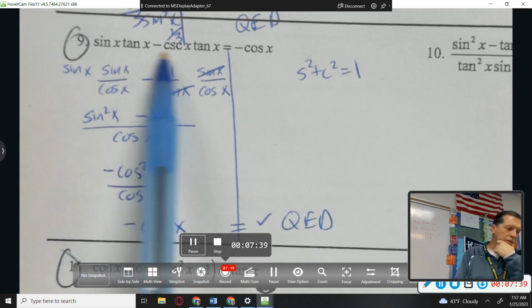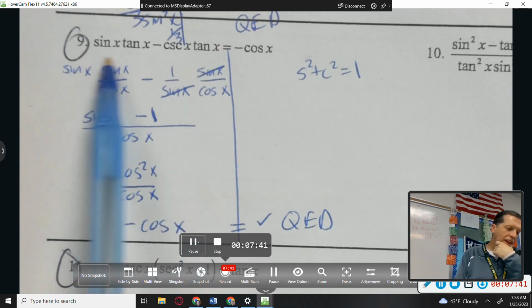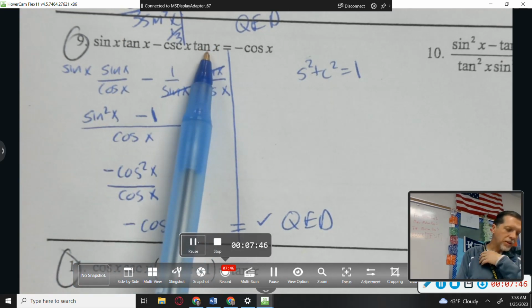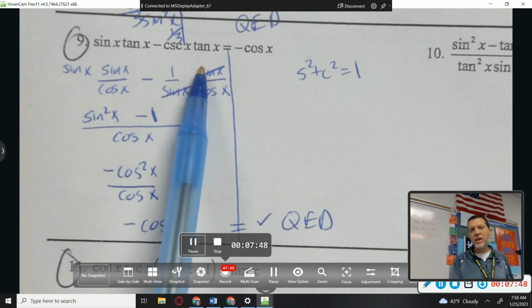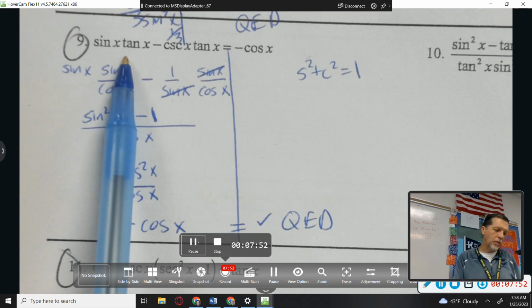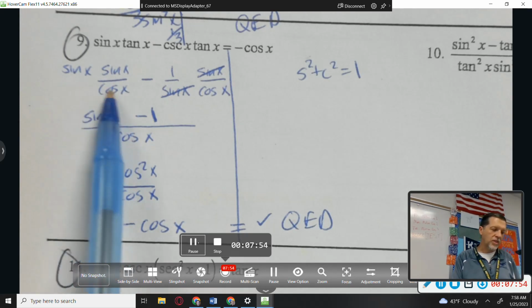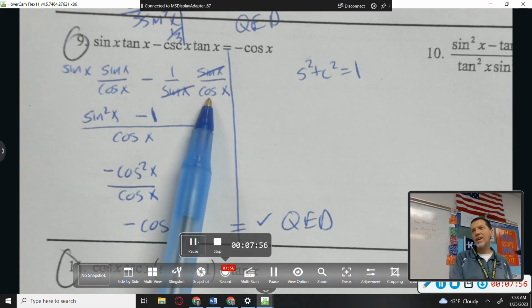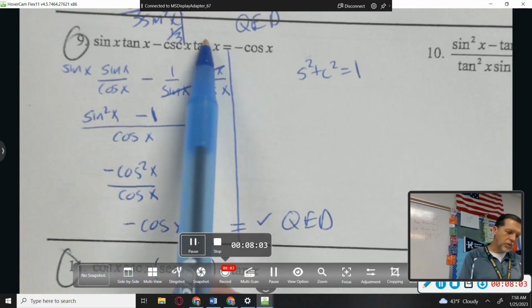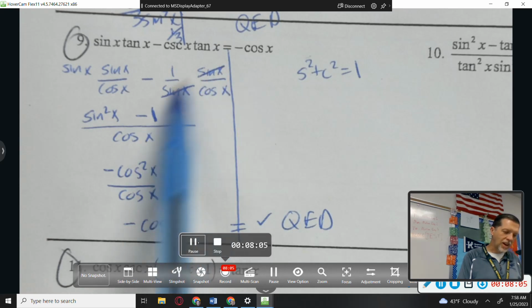So I'm looking at this and I'm hoping to see reciprocals that'll cancel, or I'm hoping to see squared things so I can use Pythagorean. I don't see any of that. So what I did was rewrite everything in terms of sines and cosines. I don't see anything, so let me just go to sines and cosines. And I was lucky enough that the sines canceled on this one.